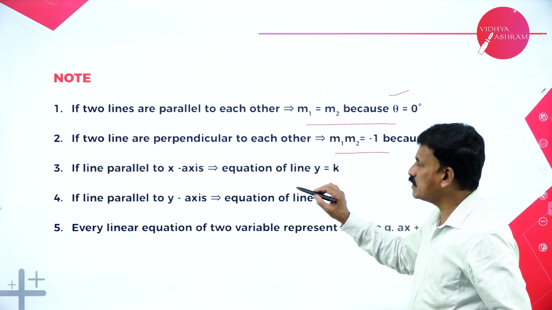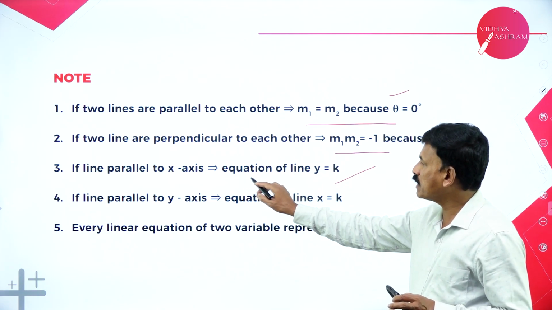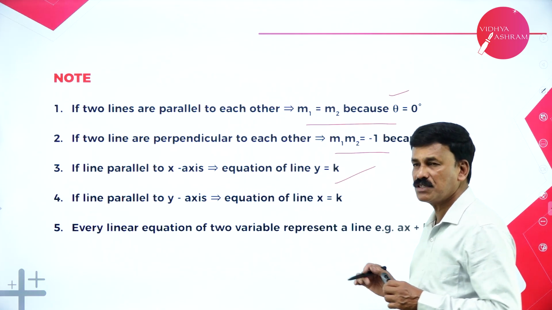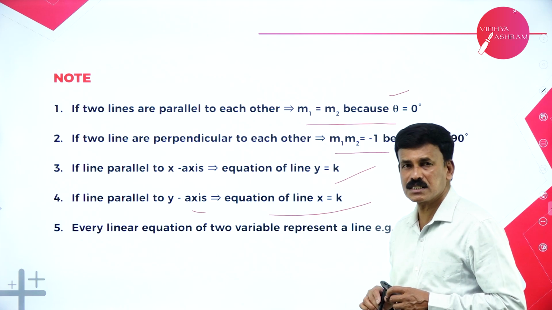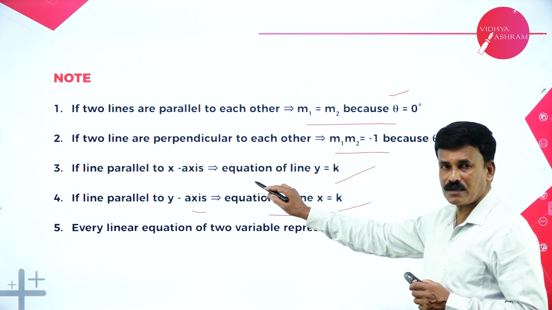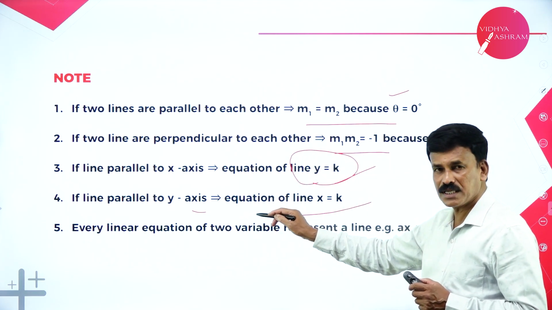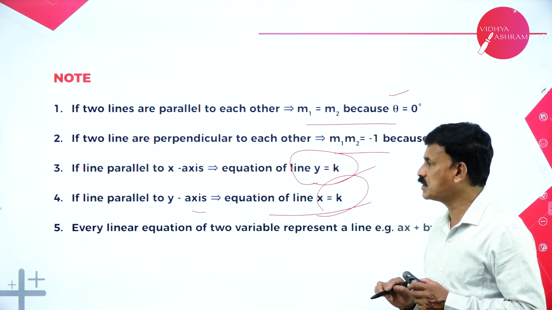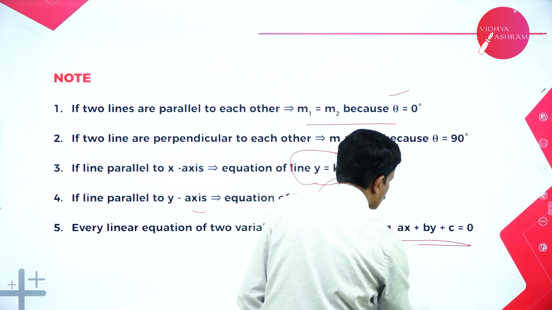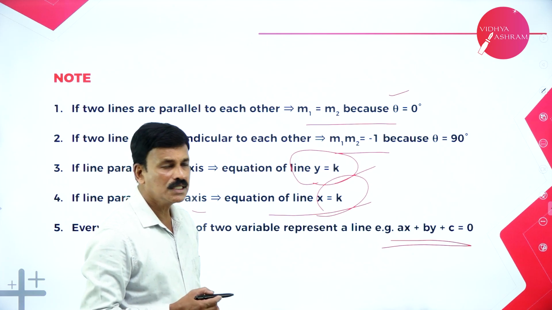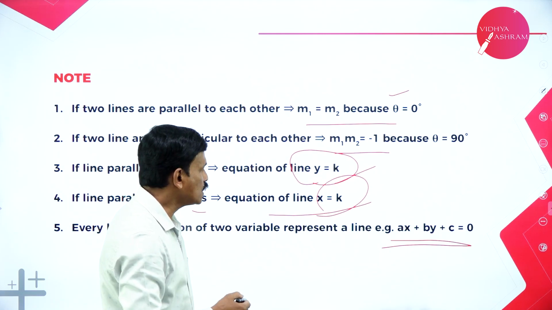Now the third point. If the line is parallel to the x-axis, then the equation of the line is y is equal to k. Similarly, if the line is parallel to the y-axis, then the equation of the line is x is equal to k. Every linear equation of two variables represents a line in the form ax plus by plus c is equal to 0.